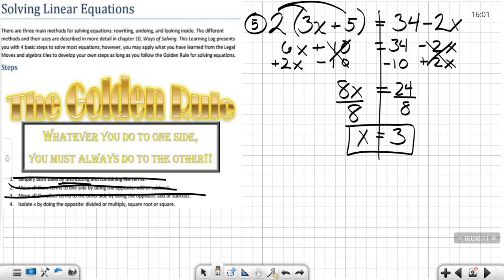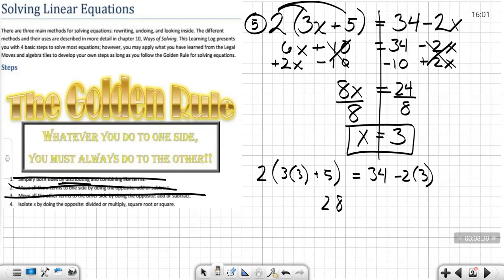All right, let's check it. Always go back to the original, not the simplified version of it. Notice I'm going back to the original equation. I'm going to plug that in. 34 minus 2 times 3. And you can take your calculator and plug it into both sides. If you do, you'll find out that you get 28 on the left side, 28 on the right side.